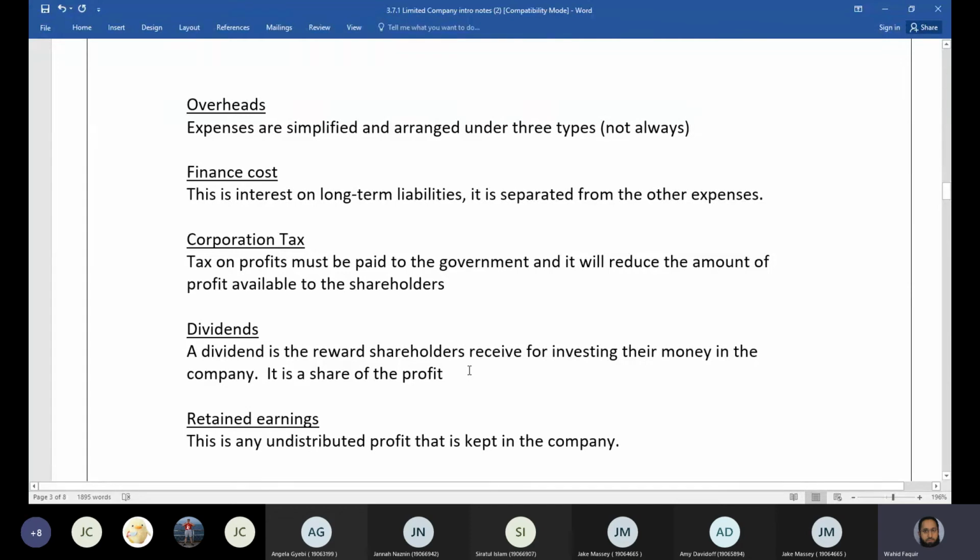Dividends, well, we just discussed that. It is a share of profit. It doesn't say the calculation there, but put this down, please: expressed as pence per share. Should learn to type, shouldn't I? Okay, and then retained earnings. This is undistributed profit that is kept in the company.